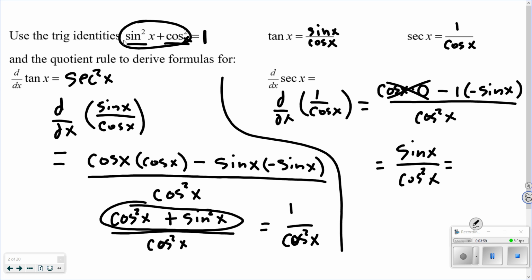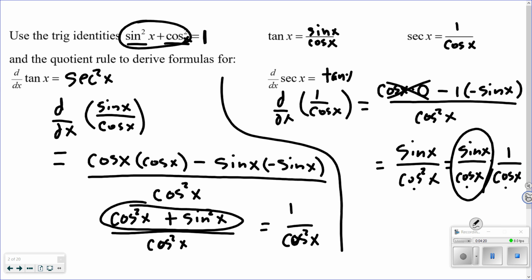Now I'm going to take it and just manipulate it a little bit so I can write it in a different form. I'm going to write it as the sine of x over the cosine of x times 1 over the cosine of x. Are we good? The cosine of x times the cosine of x is the cosine squared of x. Well, the reason why I did that is because I know what the sine of x over the cosine of x is. That's the tangent of x. And I know what 1 over the cosine of x is. That's the secant of x.